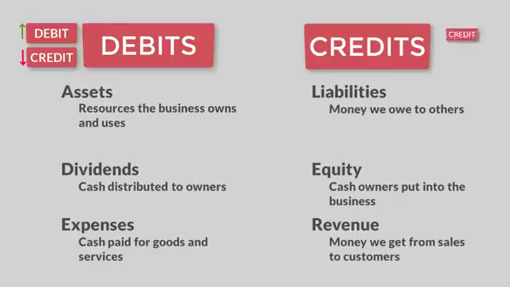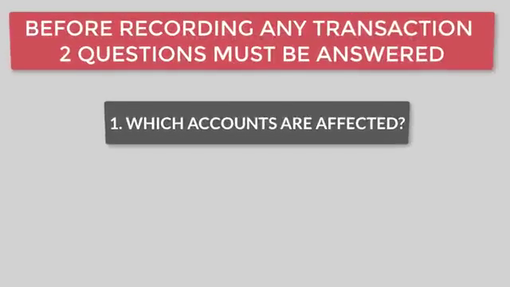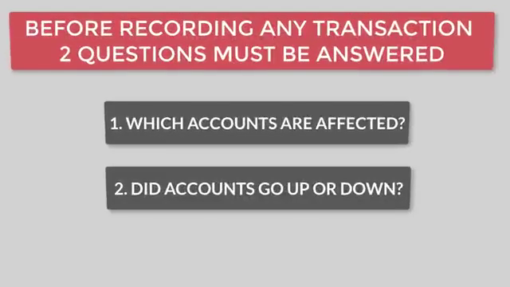Therefore, the total of these accounts will increase when they get another credit and will decrease when they get another debit. So account number 2 in our previous example would be in this group. And that's rule number 3. It's really important that you memorize this, because to record any transaction, you have to answer 2 questions. Which accounts are affected? Did accounts go up or down?